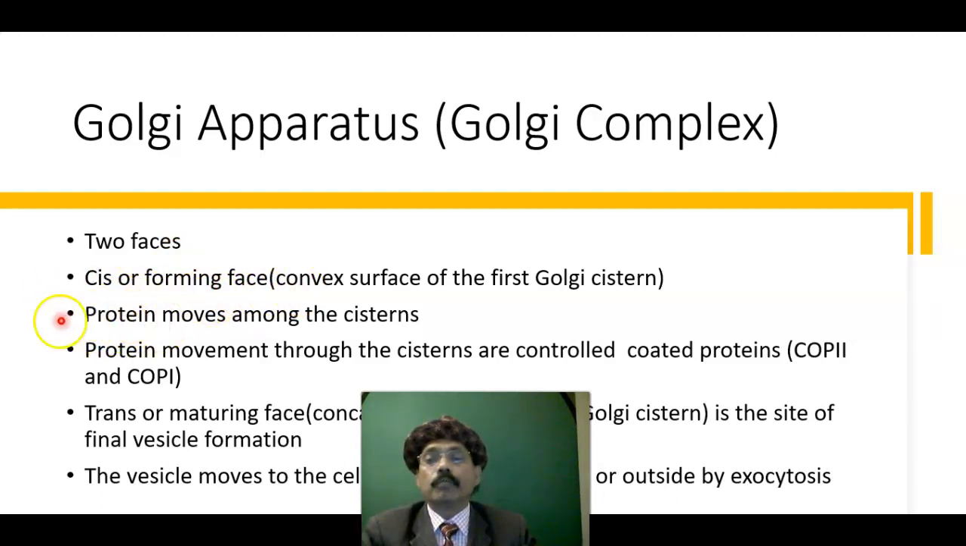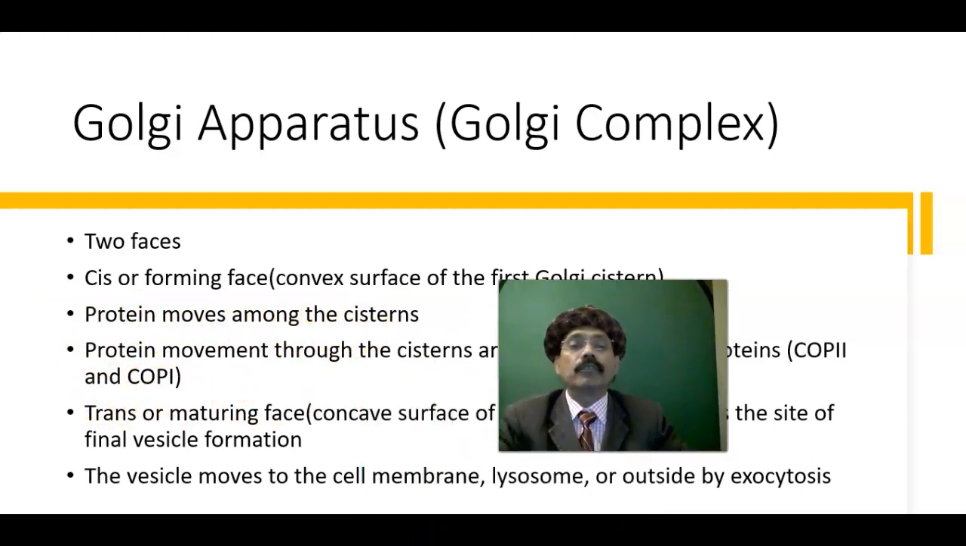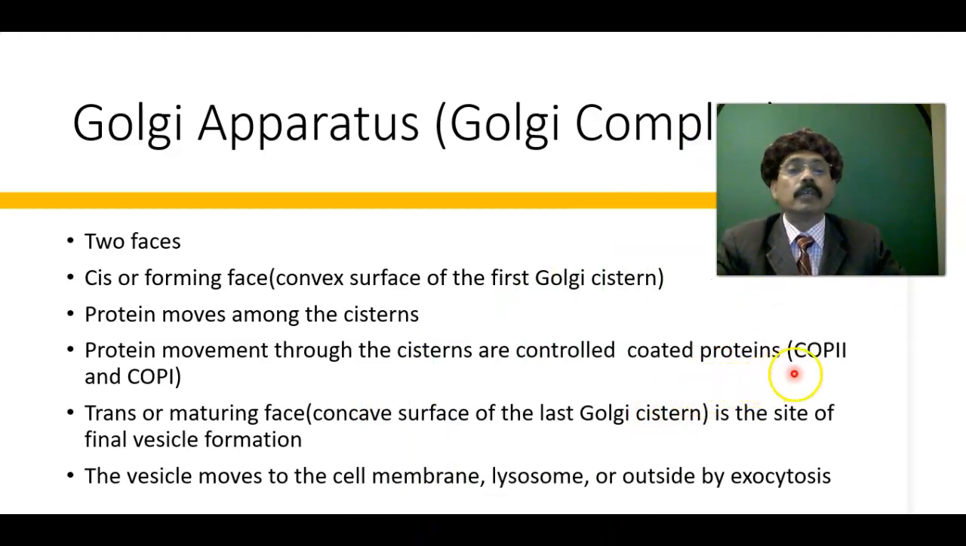The protein moves among the cisterns. Protein movement through the cisterns is controlled by coat protein 2, COP2, that will stimulate the forward progress of the protein from the cis face towards the trans face. We also have coat protein 1 that will prevent the backward progress of protein from the trans face to the cis face.